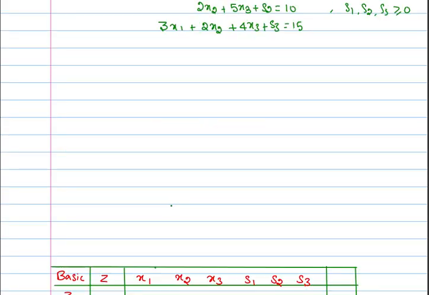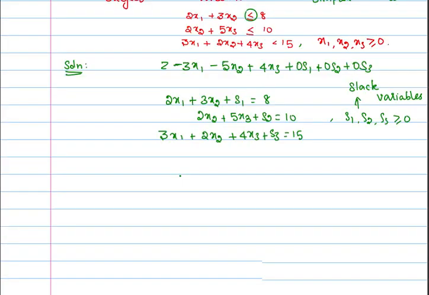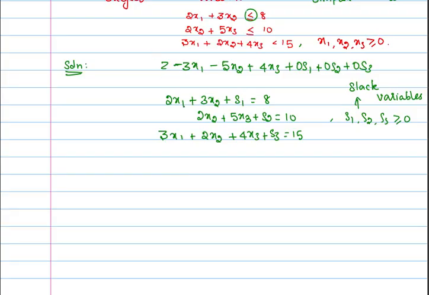Now my first step is to write these equations in tabular form. This is my basic variable tabular form. Here I am going to solve these three equations only. In total there are 6 variables, or 6 unknowns: x1, x2, x3, s1, s2, s3, but I have only 3 equations.